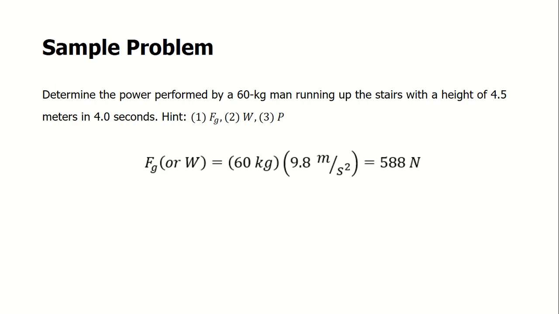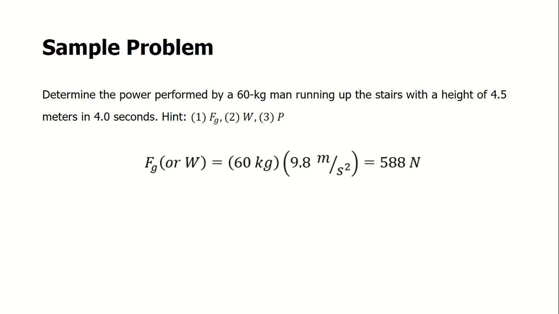The question is, how much force do you have to exert on yourself to lift yourself up if you have a mass of 60 kilograms? In other words, you want to determine your weight. Your weight is 60 kilograms times acceleration due to gravity, 9.8 meters per second squared. Kilogram times meter per second squared is newtons. So we have a weight equal to 588 newtons.